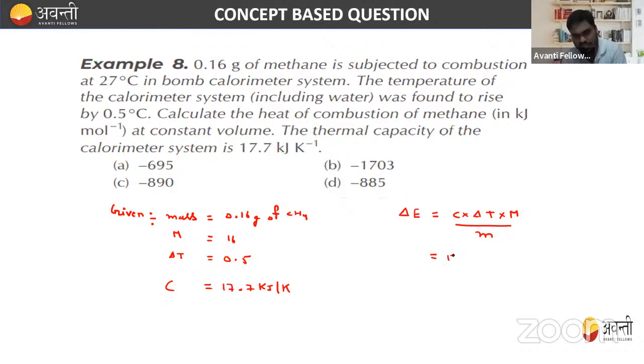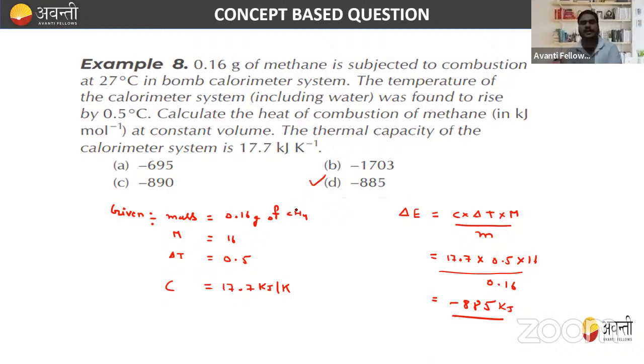So what is C here? C is nothing but 17.7. What is delta T here? Nothing but 0.5. What is molecular mass? 16. And what is mass? 0.16. Right. So on solving, the 16 and 16 cancel out. So what you will get here is minus 885, right? 885 kilojoule. So out of the four options, which is correct? That is option number 4.